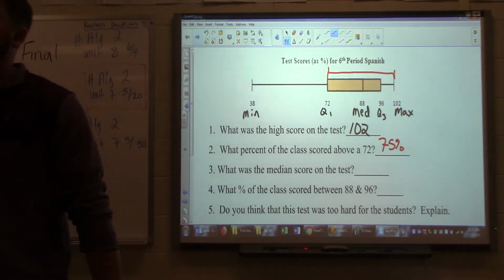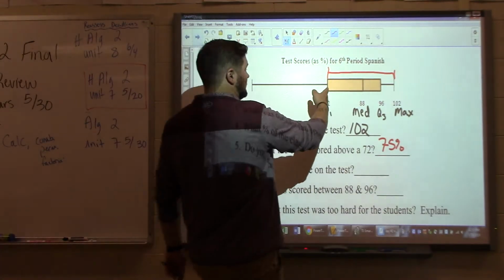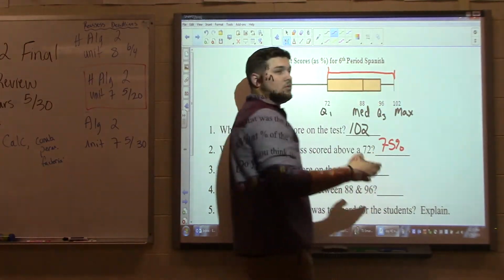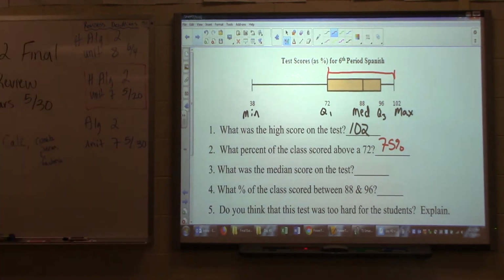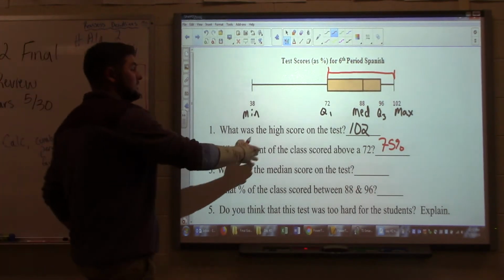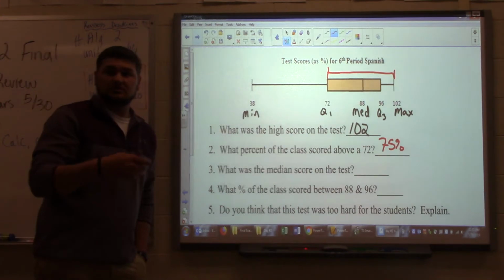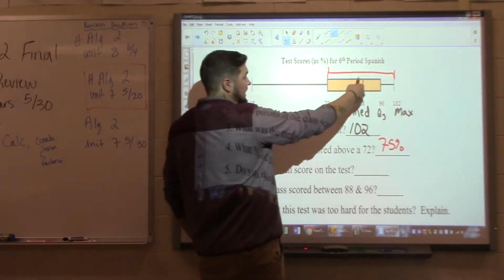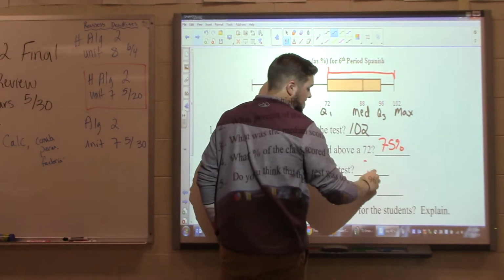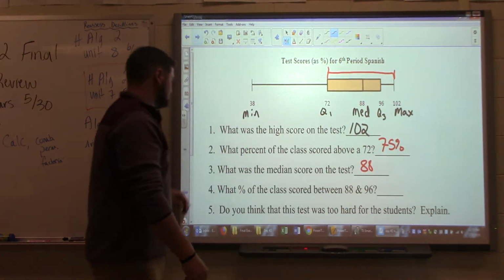It's a quartile. So if I start at 72, I go through 1, 2, 3 quartiles. So 3 times 25 would give me 75%. Does that make sense? Quartiles, 25% each. Okay? What was the median score of the test? 88, right? We said before, that line in the middle of our box and whisker plot is our median.